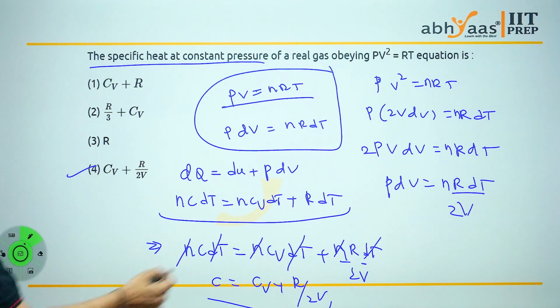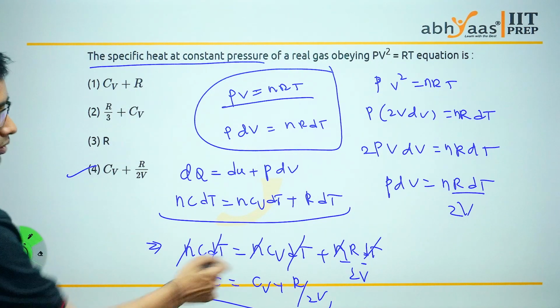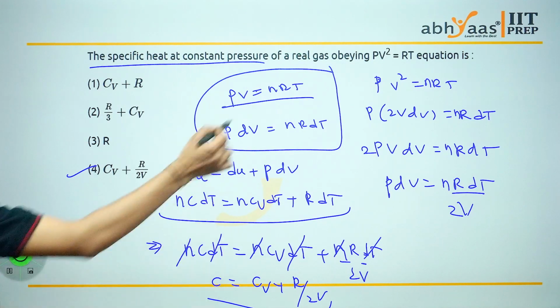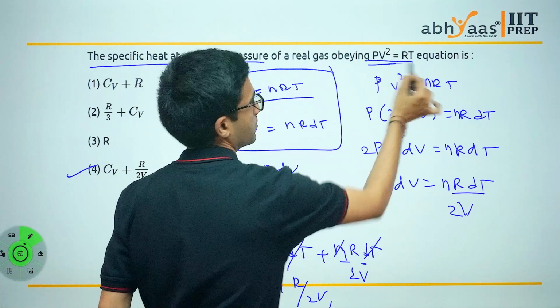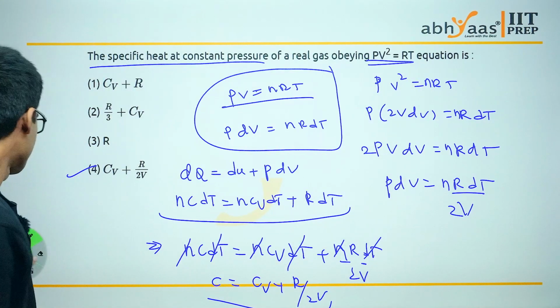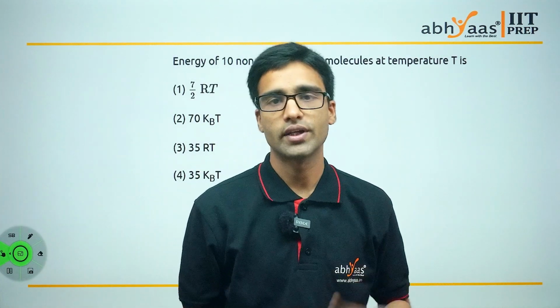Cp is equal to Cv plus R by 2V. For the ideal gas equation, generally Cp equals Cv plus R. But here the real gas expression is P V square equal to RT. For that, this is the answer. Just use the ideal gas equation and try to differentiate, you will get the answer.